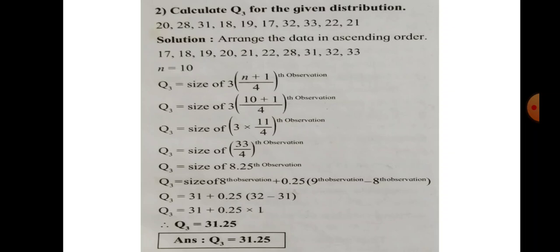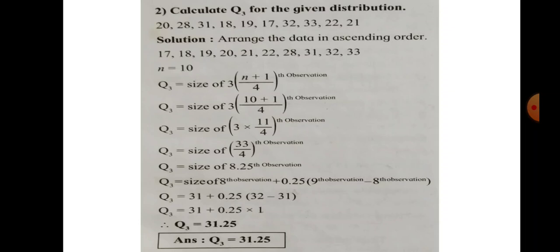Now after that you have to find out Q3. So write the formula of Q3. Q3 is equal to size of 3 into (n plus 1) upon 4 th observation. In the next step, Q3 is equal to size of 3 into (n is here what? 10. 10 plus 1) upon 4 th observation.